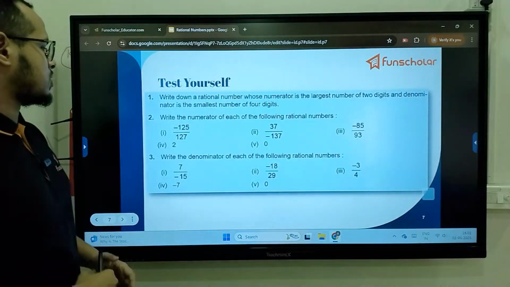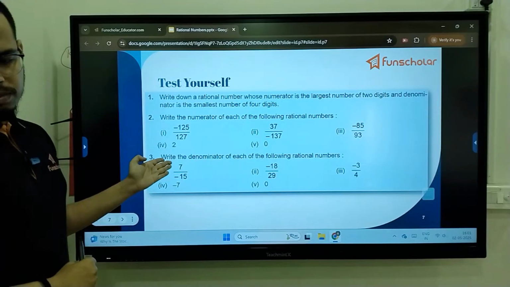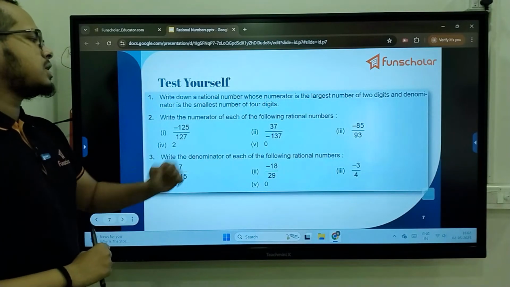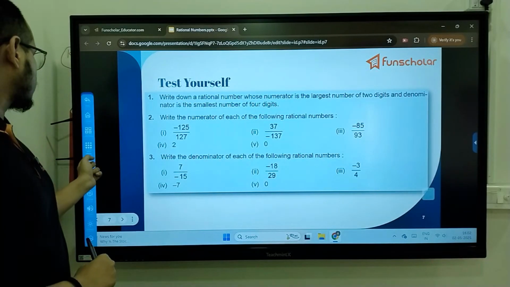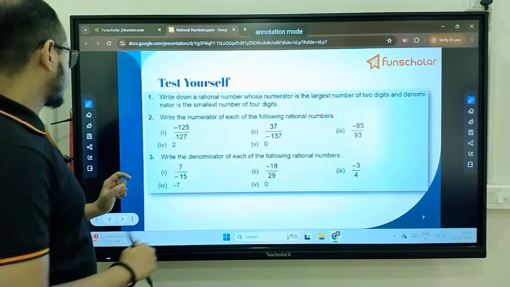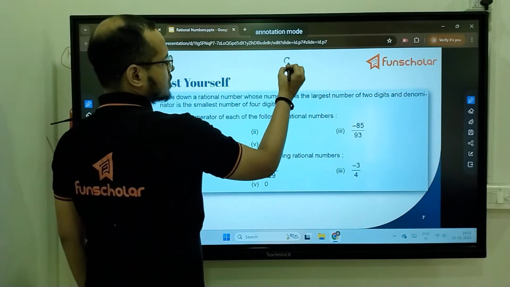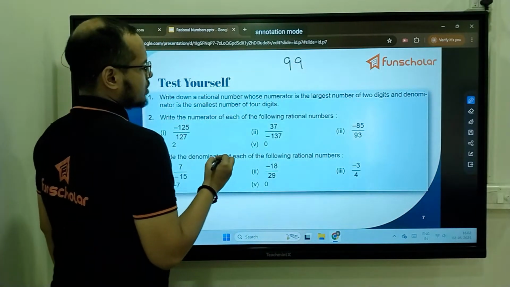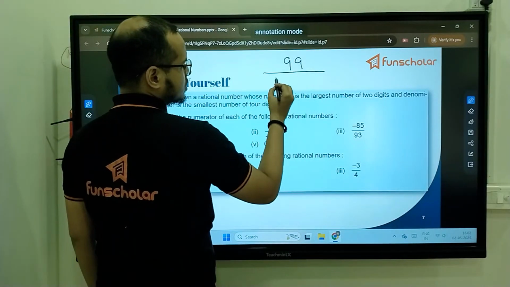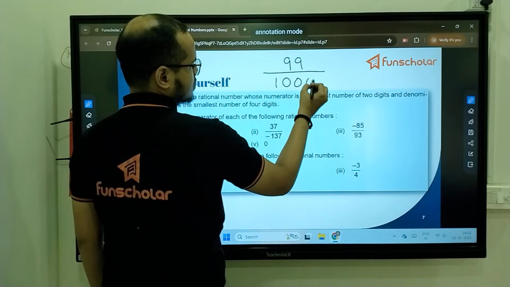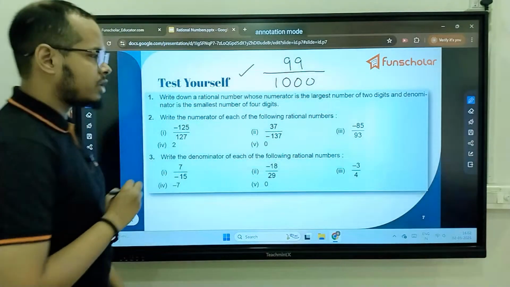Now let us do some sums. Write down the rational number whose numerator is the largest number of two digits. The largest two-digit number is nothing but 99. And the denominator is the smallest number of four digits, which is 1000. Done with the answer. First one done.